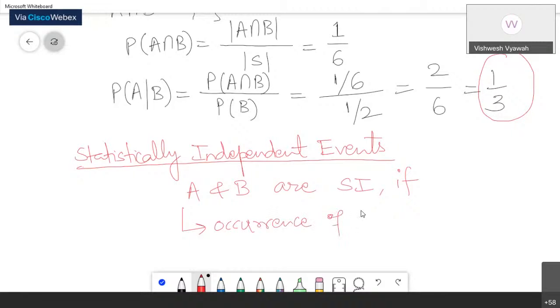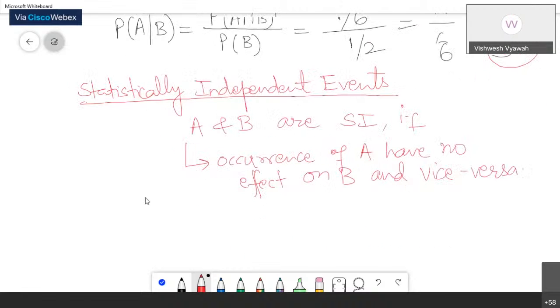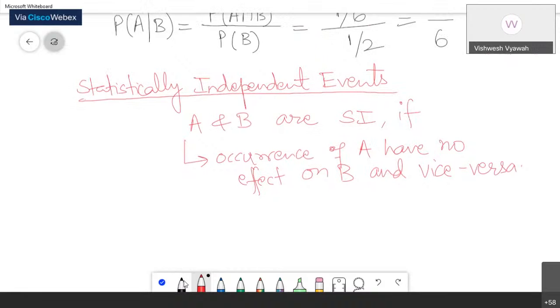Occurrence of A has no effect on B, and vice versa. Do you agree with this? What is the second way, or tell it mathematically? What does it mean mathematically? Mathematically, it means that probability of A given B is equal to probability of A.